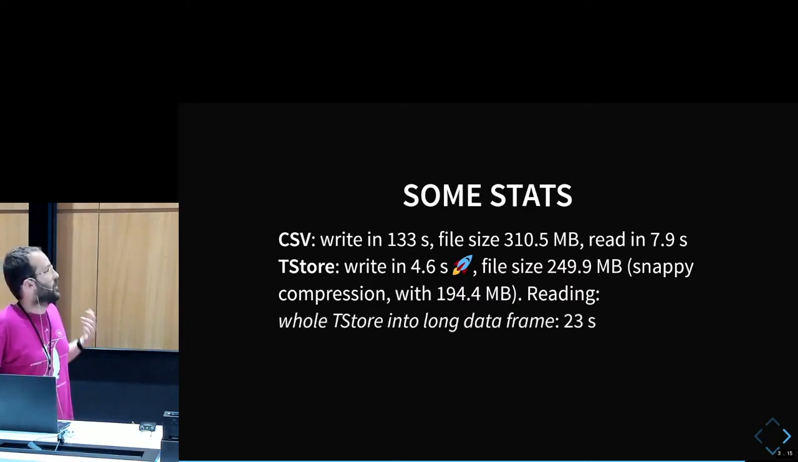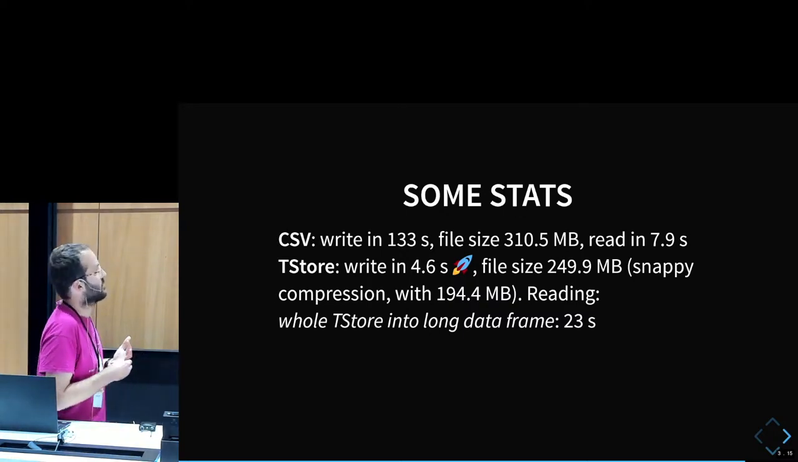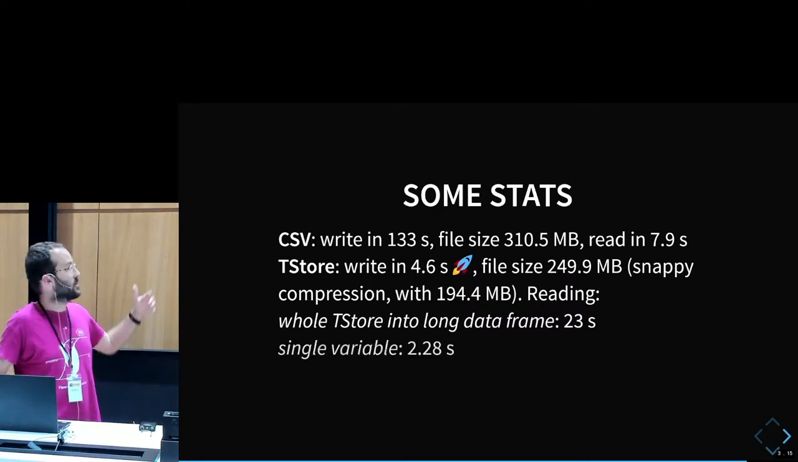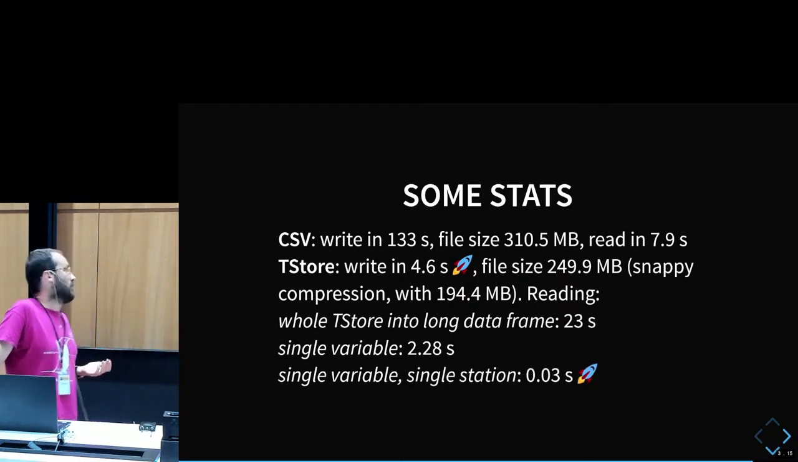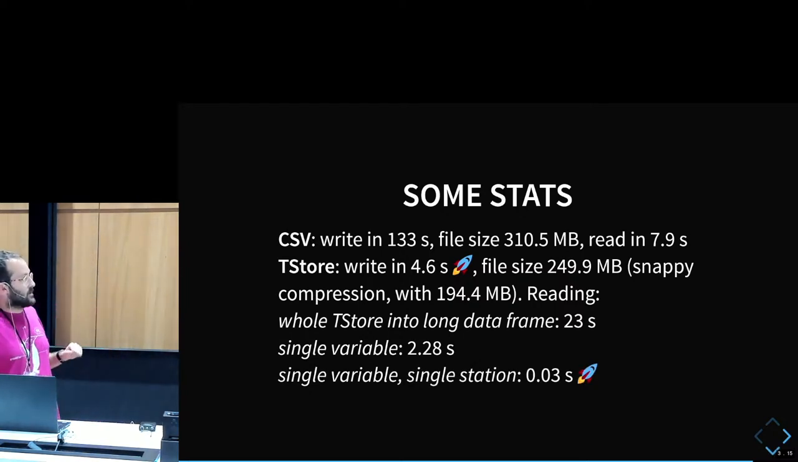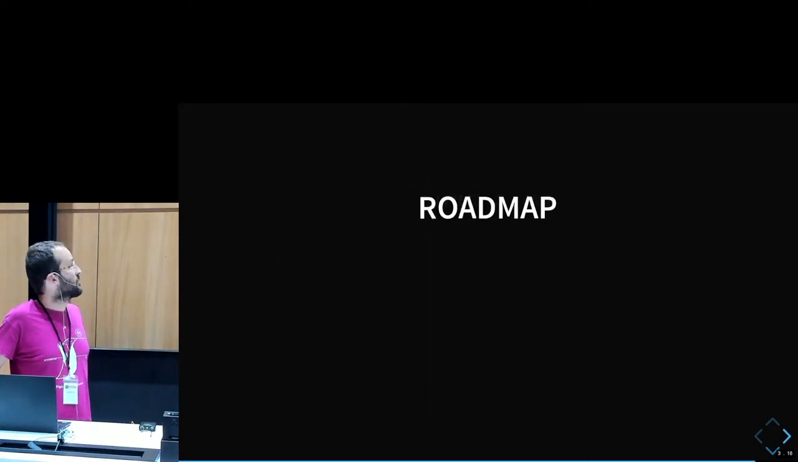And again, if we want to read the whole thing, it doesn't make sense. It's going to be faster with the CSV. But whenever we're interested in just a single variable, it's much faster, whereas with the CSV we always have to read everything. Reading a single variable in a single station takes 0.03 seconds.